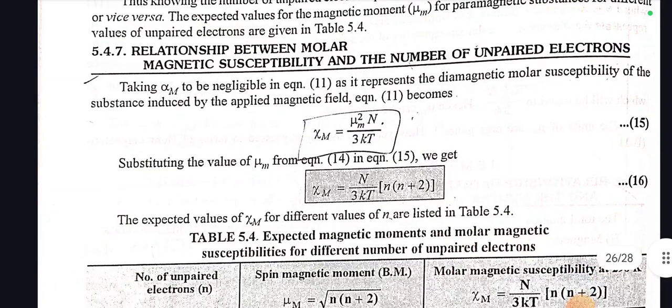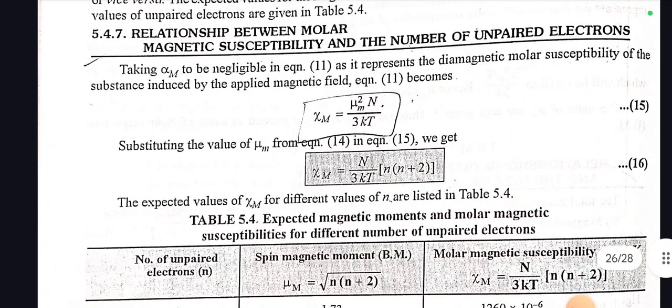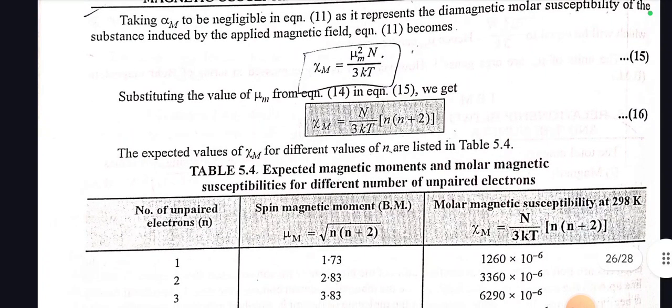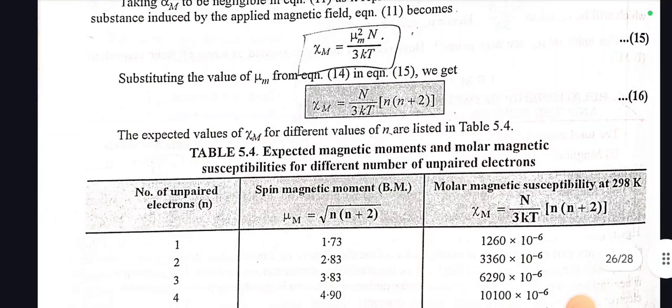Relationship between molar magnetic susceptibility and the number of unpaired electrons. Taking alpha m to be negligible in equation 11, as it represents the diamagnetic molar susceptibility of the substance induced by the applied magnetic field, equation 11 becomes chi m is equal to mu square m into N upon 3kT. Substituting the value of mu m from equation 14, we get chi m is equal to N upon 3kT into n(n plus 2). Expected values of chi m for the different values of n are listed.